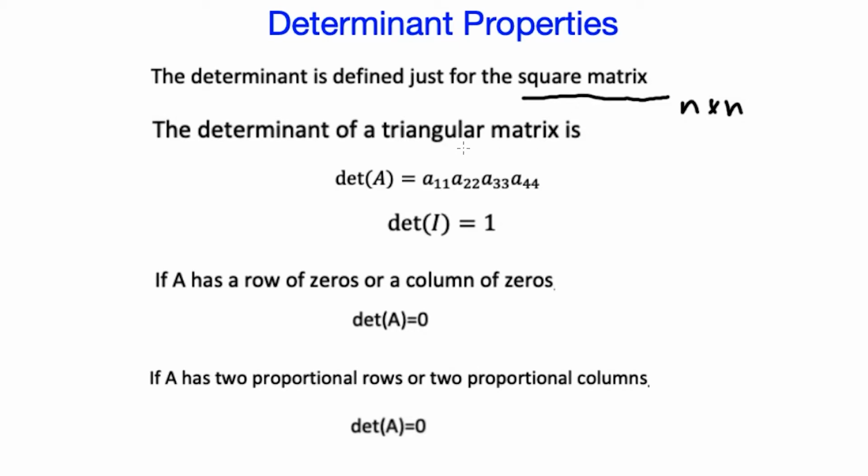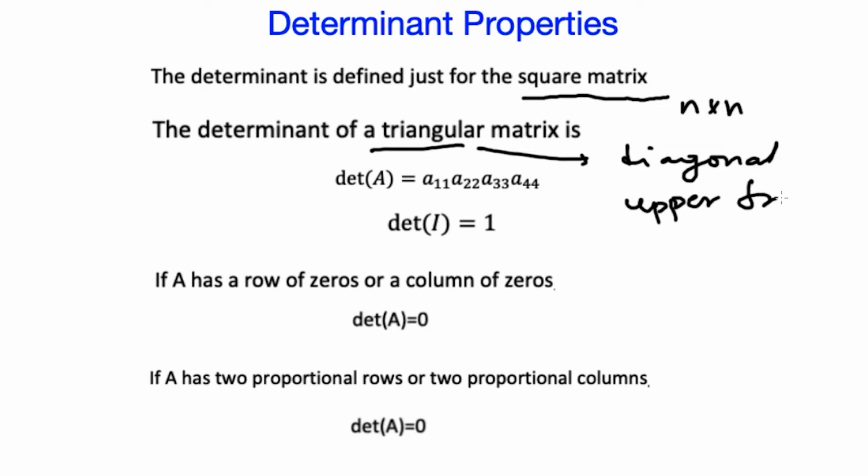So the square matrix. And the determinant for a triangular matrix. A triangular matrix is any diagonal, upper triangular, or lower triangular matrix that we have seen before. For all these triangular matrices, the determinant is easy to get: it is always the product of the main diagonal.